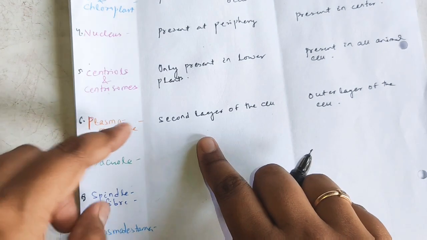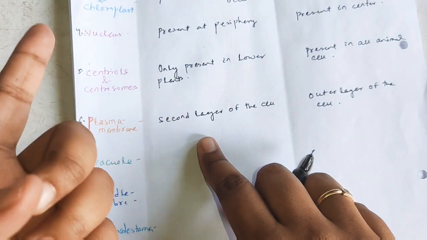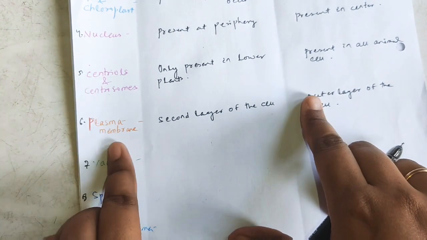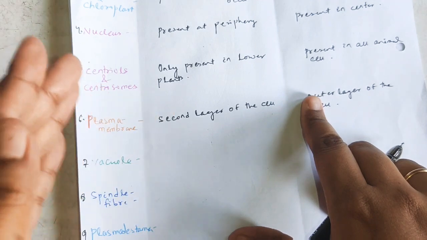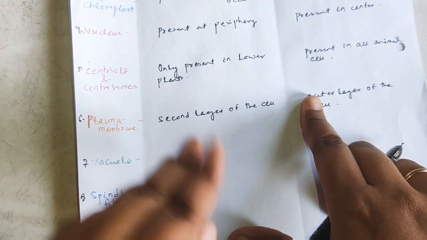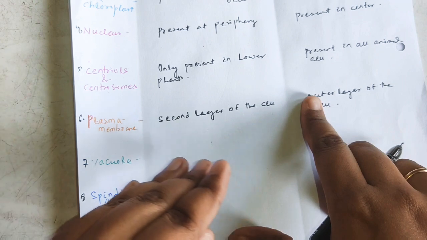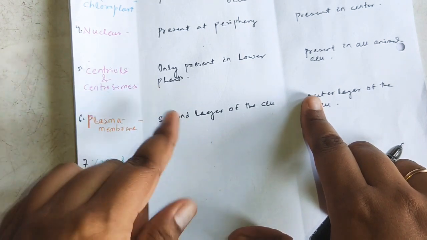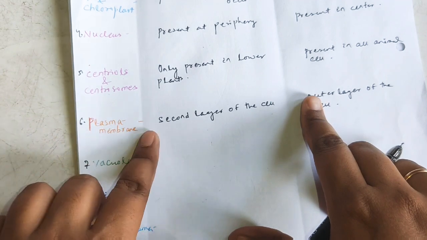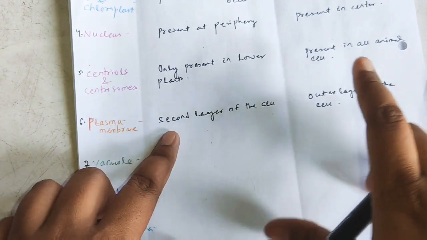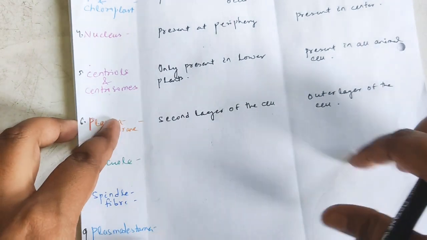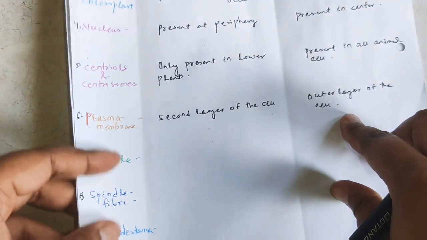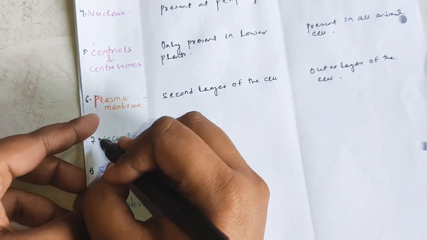So in the plant cell, the outer layer is the cell wall, but the cell wall is absent in case of animal cell. After the cell wall, the second layer inside is the cell membrane. First layer is cell wall, then cell membrane. Remember? And in case of animal cell, the outer layer is cell membrane or plasma membrane. Clear?